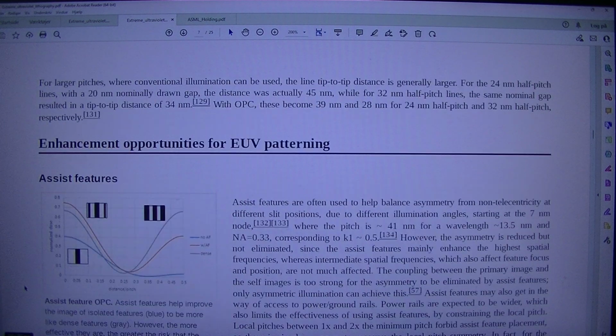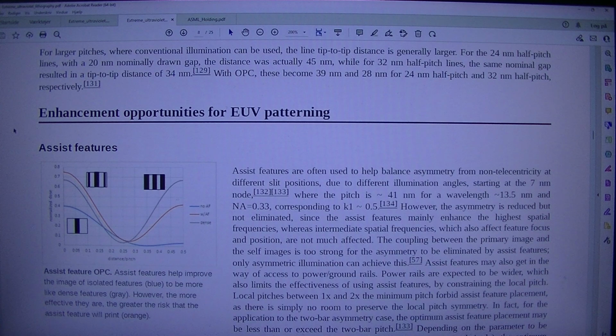130. For larger pitches, where conventional illumination can be used, the line tip-to-tip distance is generally larger. For the 24 nm half-pitch lines, with a 20 nm nominally drawn gap, the distance was actually 45 nm, while for 32 nm half-pitch lines, the same nominal gap resulted in a tip-to-tip distance of 34 nm. 129, with OPC. These become 39 nm and 28 nm for 24 nm half-pitch and 32 nm half-pitch respectively.